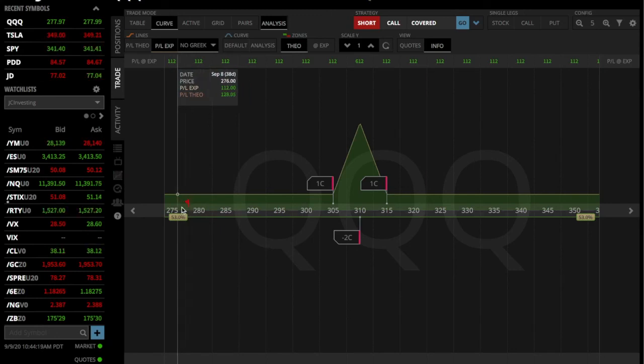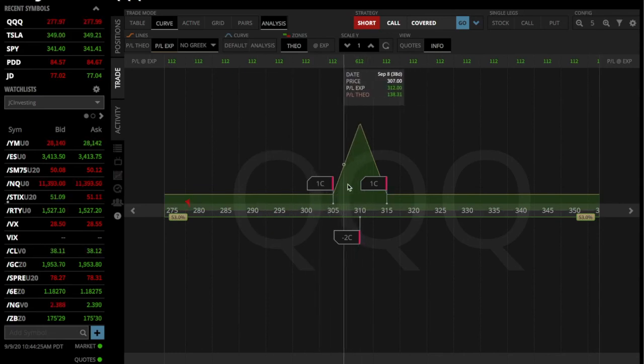QQQs are down here at 279, so it's going to take a little bit of a run to get up somewhere where we could be in the max profit zone. But that's a free butterfly.